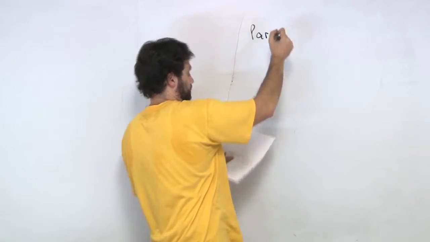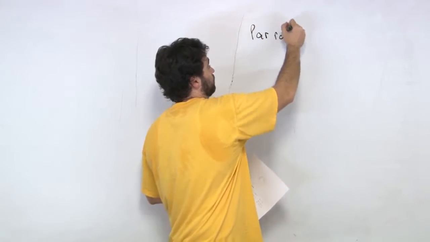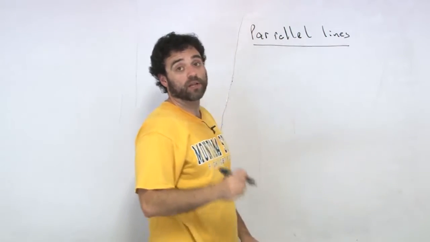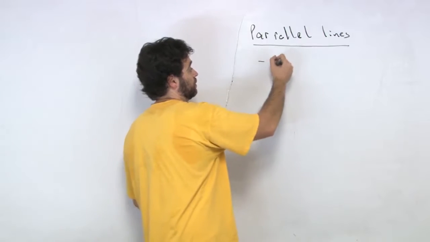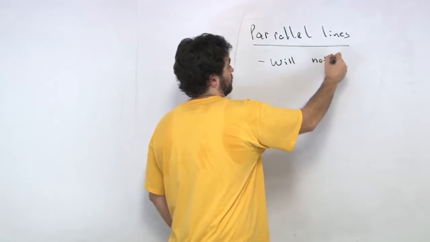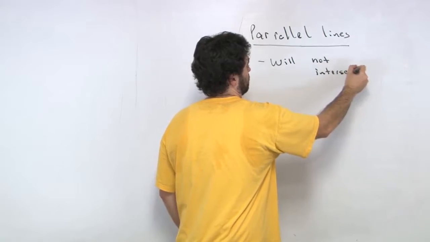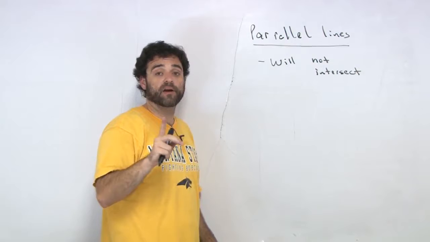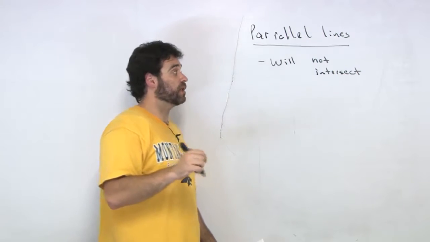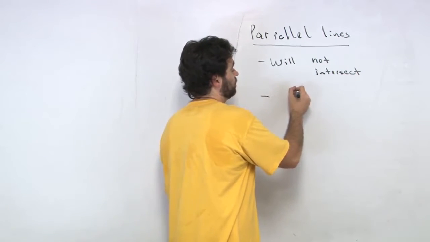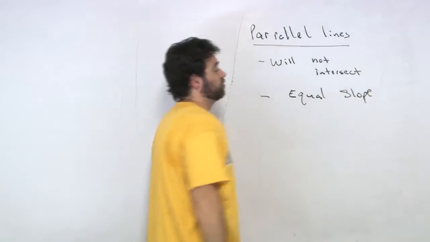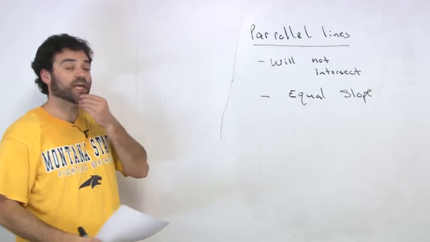Parallel lines. So we know parallel lines will not intersect. And just by looking at the equation of a line, we can tell if they're parallel or not, because one thing we know about parallel lines is that they have equal slope. Okay? Parallel lines have equal slope.